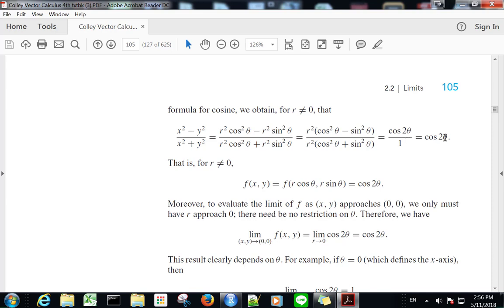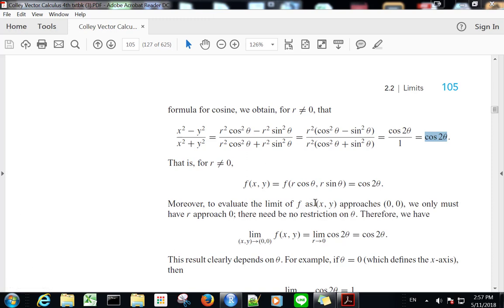So actually the function in terms of polar coordinates is kind of simpler. It's just the cosine of 2 theta. So we started out with this, but when we write it in terms of r and theta, it just turns out to be this. So that's interesting. Now, I guess we assumed when we did the cancellation here that r is not 0. So this is true when r is not 0.